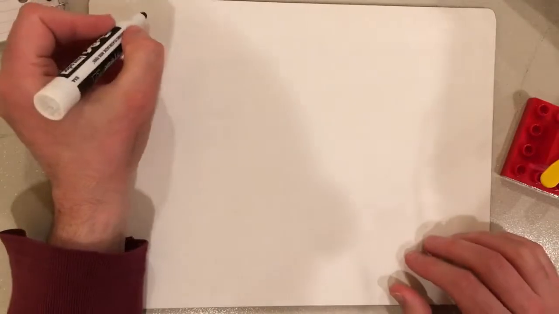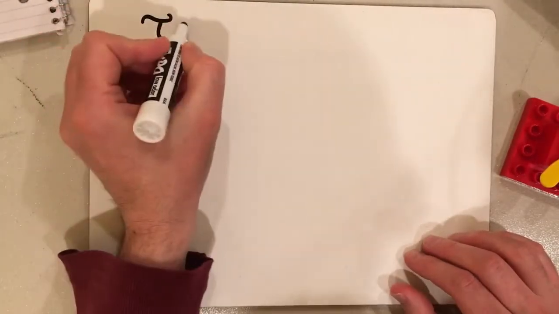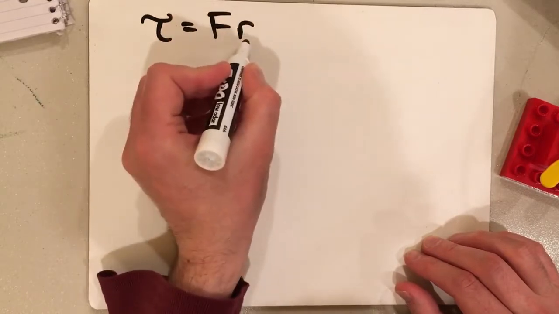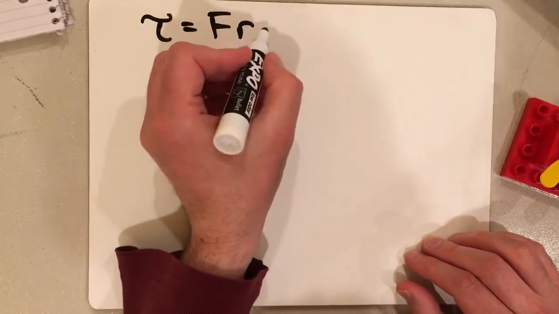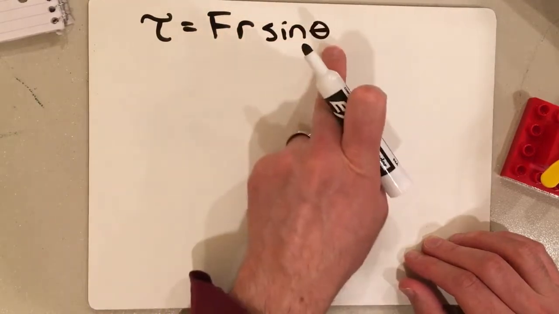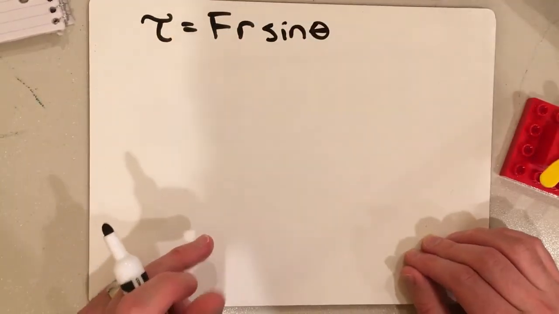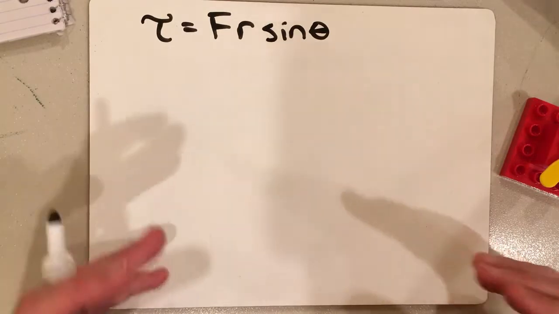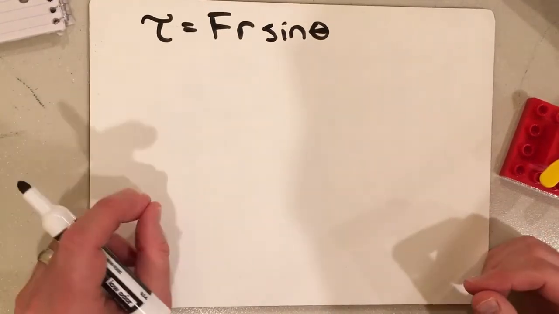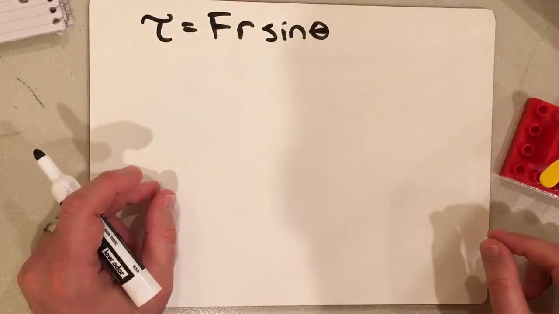The formula for torque is the force times the lever, we use R for the lever here, times the sine of the angle between the force and the lever. So what is the lever? The lever is the distance between the rotational axis and where the force is applied.